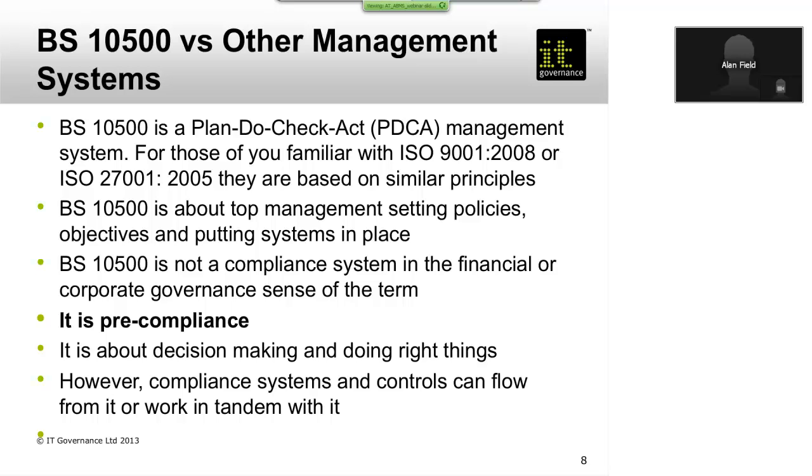Sometimes also known as the circular process model or the Deming model, there's various names for it. But in essence, it's making sure that top management set the tone, set policies, and then make sure that those policies eventually lead to further improvement and further development of the management system.